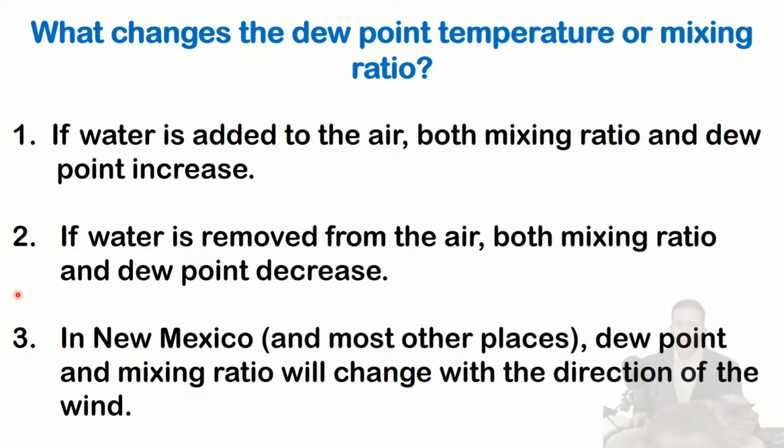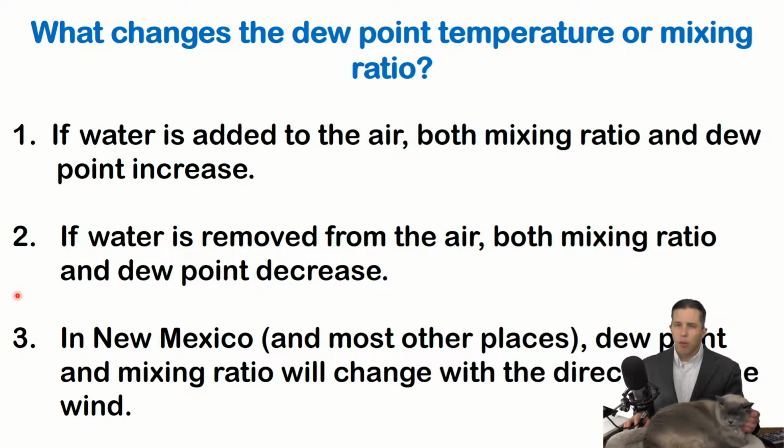Now, this is also true pretty much no matter where you live in the United States. If you're getting a north wind, that wind probably came from somewhere up in Canada where it was cold and dry. If you get a wind coming from the south, it probably came from somewhere more humid, and your mixing ratios and dew points will increase as a result.